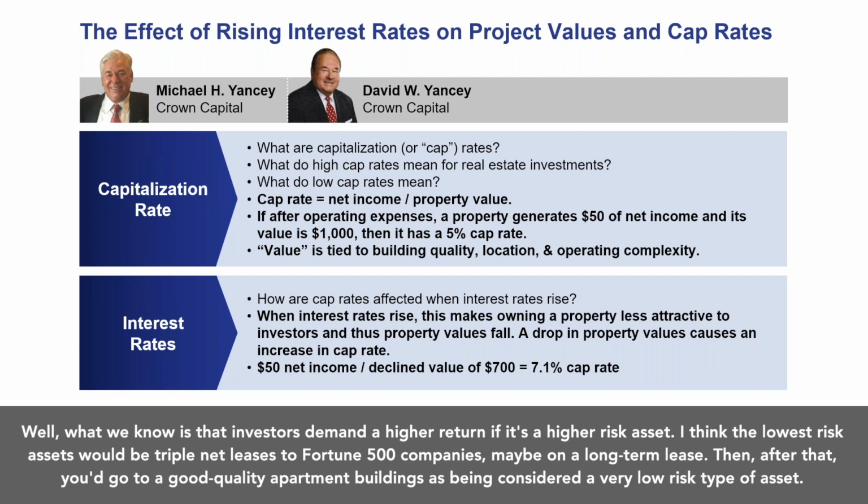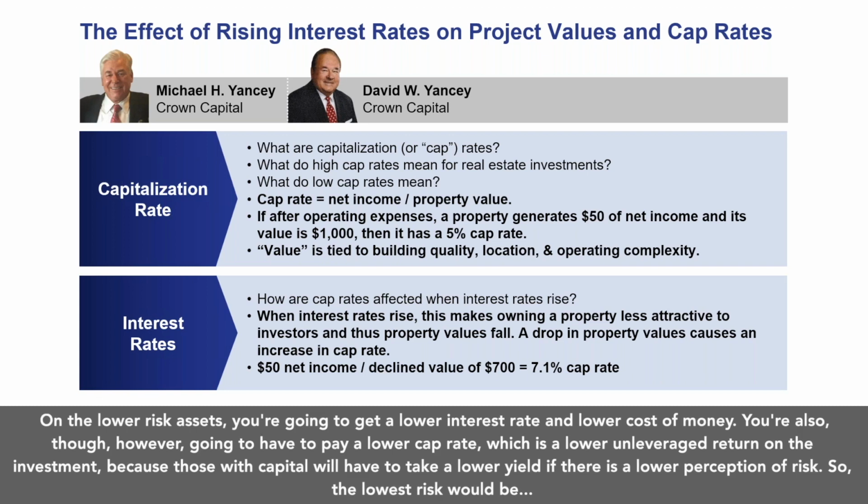Well, what we know is that investors demand a higher return if it's a higher risk asset. I think the lowest risk assets would be triple net leases to Fortune 500 companies, maybe on a long-term lease. Then after that, you go to good quality apartment buildings as being considered a very low risk type of asset. On the lower risk assets, you're going to get a lower interest rate and a lower cost of money. You're also, however, going to have to pay a lower cap rate, which is a lower unleveraged return on the investment, because those with capital will have to take a lower yield if there is a lower perception of risk.